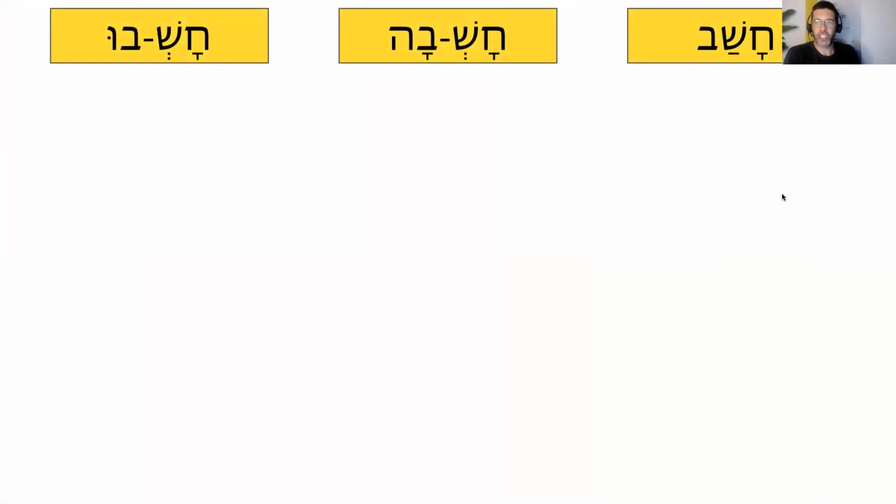Now we're doing just third person, okay? Because it's a bit different, as I told you. So הוא חשב, והיא חשבה, you remember we're cutting it in the middle, והם חשבו.